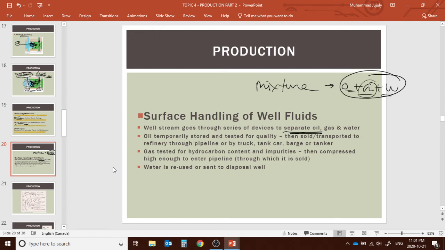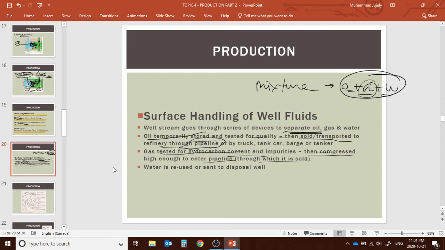So how do we do that? For instance, the oil is temporarily stored and tested for quality, then it's sold or transported to the refinery through a pipeline. We call this a gathering pipeline, and from there we transport it to the refinery. Gas is tested for hydrocarbon content, and in most cases gas is processed on field. If there are any impurities, then we can either compress it and enter it into the pipeline to which it's sold, or we can convert it to LNG and put it in a tanker and sell it outside, just like Qatar used to do.